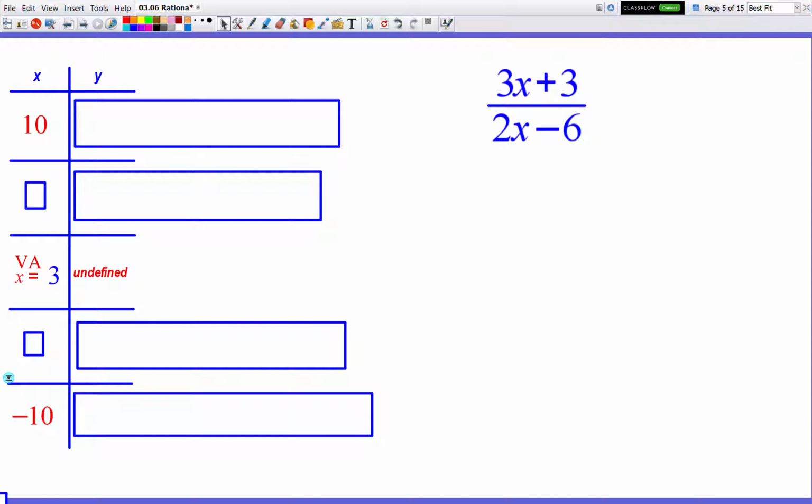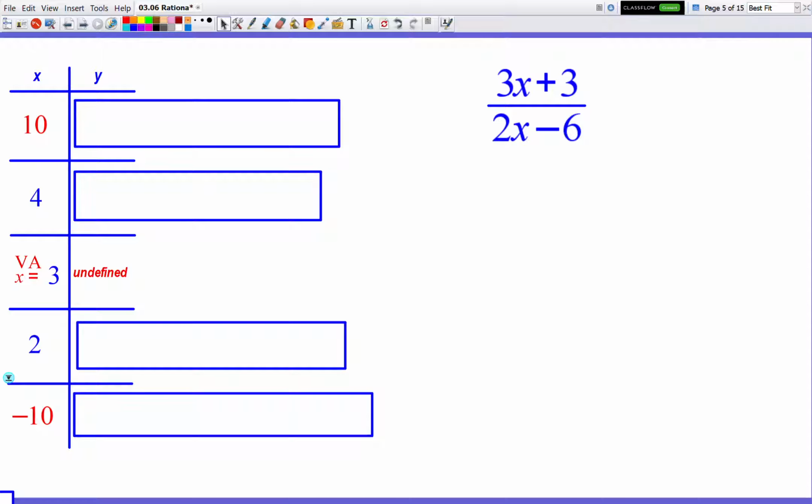And to get the rest of the numbers, here's what we're going to do. We know that the VA is at 3, so we're going to use that as the center point, and we're going to go one value bigger than 3, which is going to be a 4. We're also going to use one value smaller than 3, which is going to be a 2.